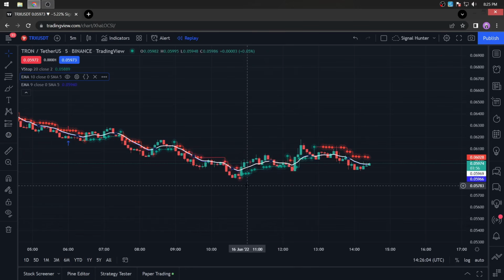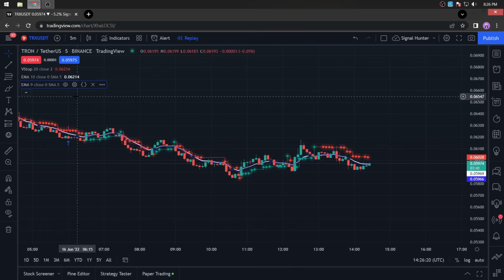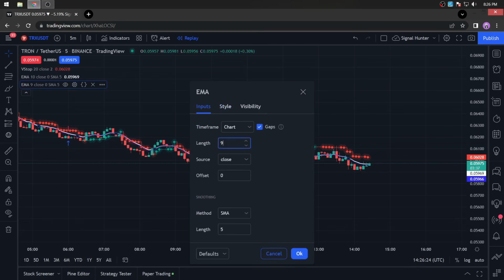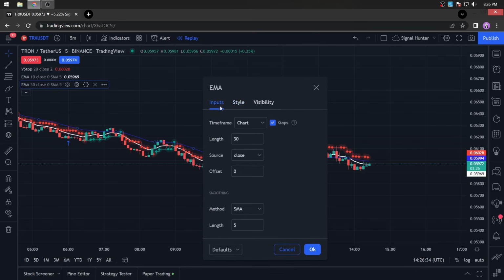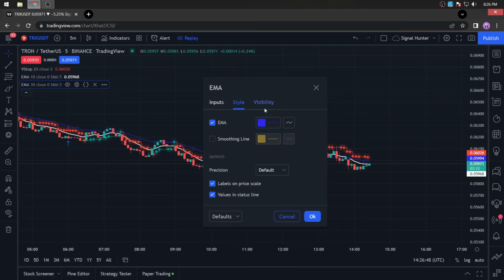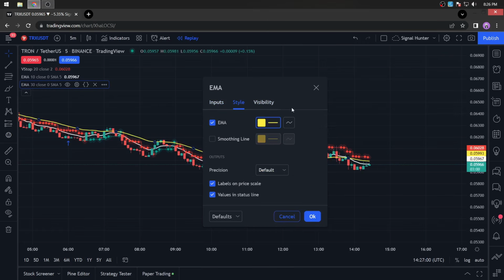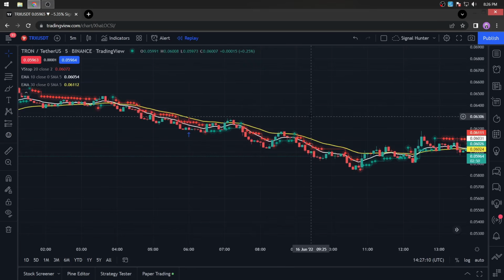Okay, now I want to change the second EMA length to 30. So I simply go to the second EMA setting and from here input, the length is 30. Then I go to style, change the color to yellow, and to look more attractive I increase the thickness and simply save. So we have successfully set up our two indicators. Now it's ready to catch signals.